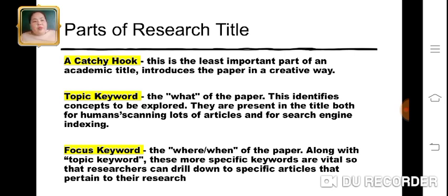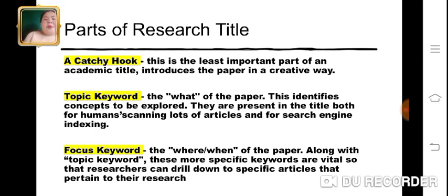Next is the focus keyword. The where, or when of the paper. Along with the topic keyword, these more specific keywords are vital so that the researchers can drill down to specific articles that pertain to their research. Siyempre, kailangan natin makita kung saan ginawa yung research at kung kailan. Para kapag siya ay dinrill down or kapag ni-research ng ibang researchers, makita agad yon.